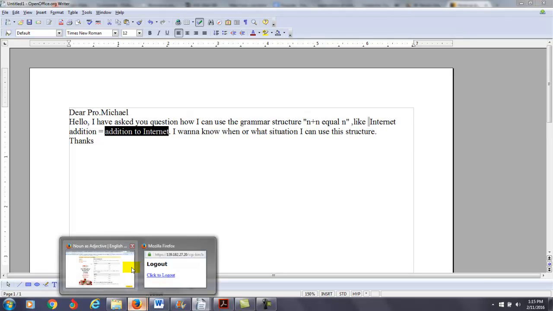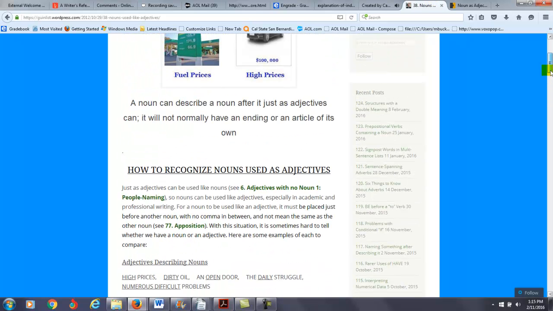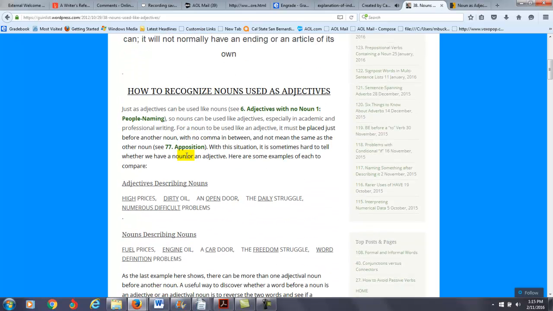So I want to go over a couple of websites here first, see if this makes sense. Here you can see the link I'm at if you want to go to the website yourself. First of all, how to recognize nouns used as adjectives. It says it's hard to tell whether we have a noun or an adjective. Here are some examples to compare.